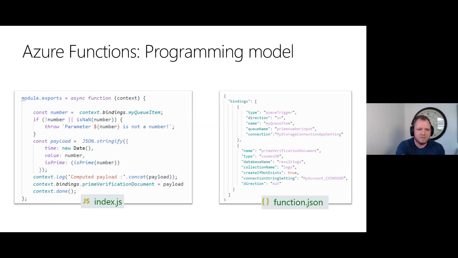We can then leverage that context, that binding object on the left-hand side, as you can see in the first line there, where we've defined a constant called number, and we've used context.bindings and then my queue item, which is the name of that binding that you see there. So we can grab the data from that trigger within our code really easily.